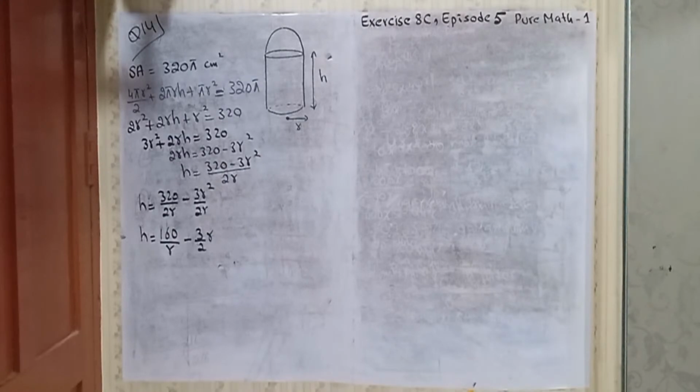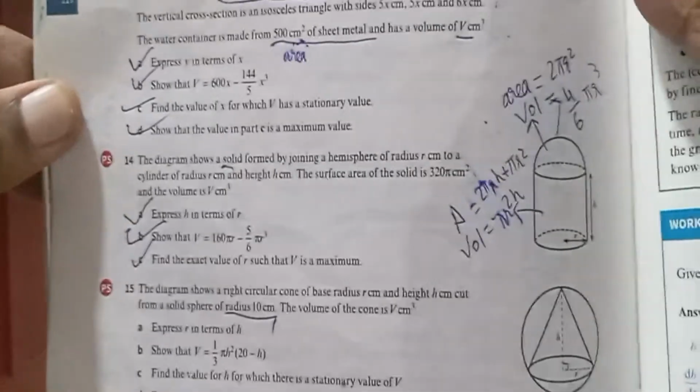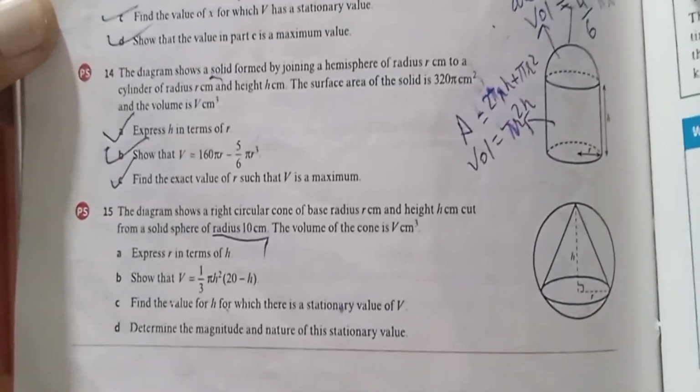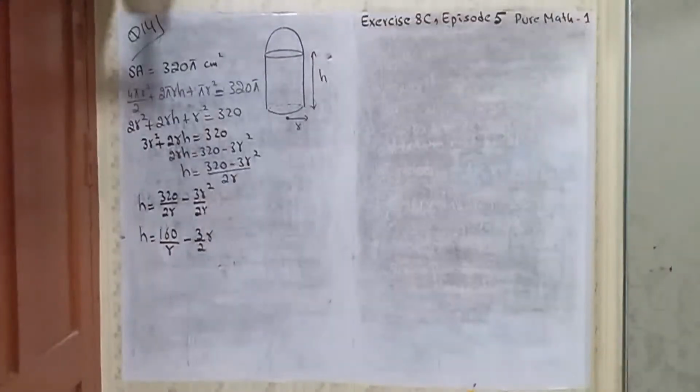We are done with this part A, in which he asks us to represent h in terms of r. Then he says show that the volume is equal to 160 pi r minus. Okay, let me show you. Question number 14 we are doing. So we can find the volume.